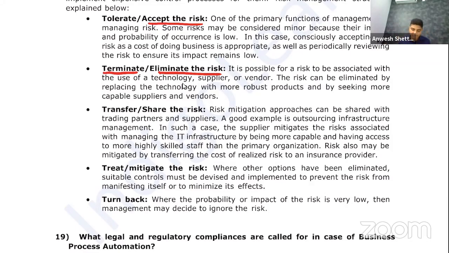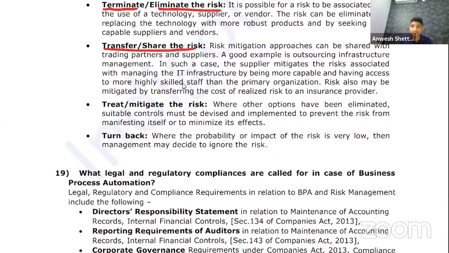Next strategy is transfer the risk. What is this transfer the risk? See, I know that while coming back, I may fall down. After falling down, my bike may get damaged. I may get damaged. So what can I do? I will say, I will take some big insurance.